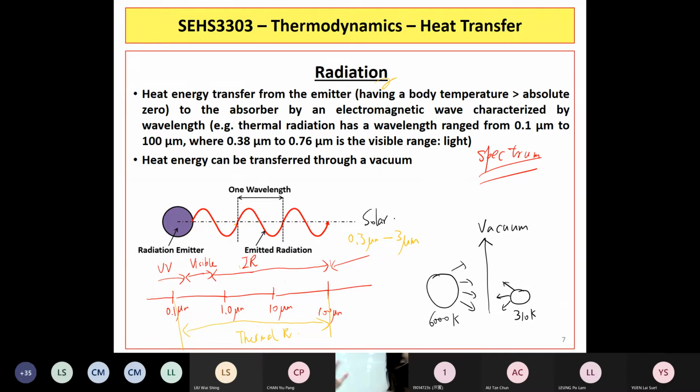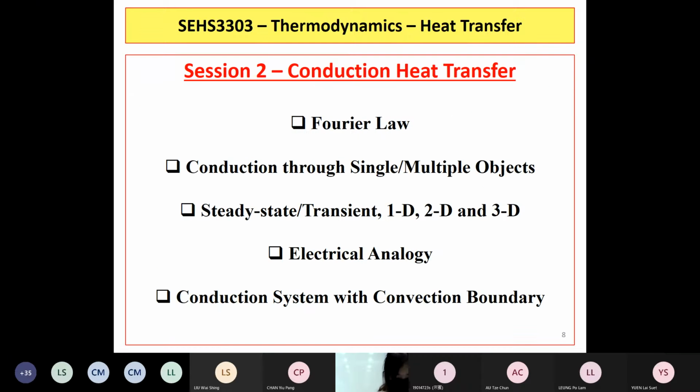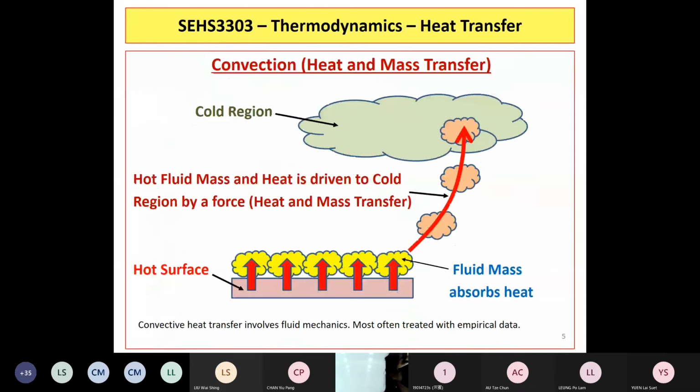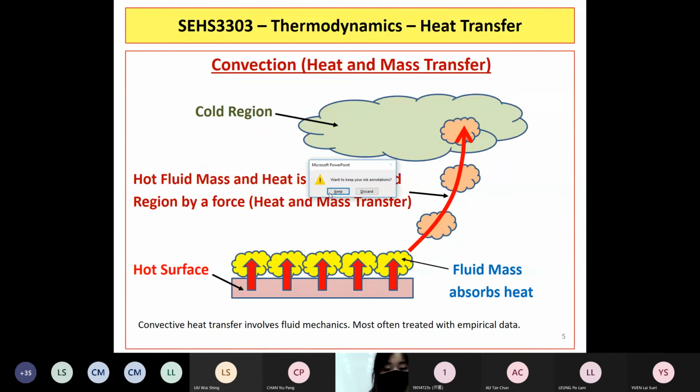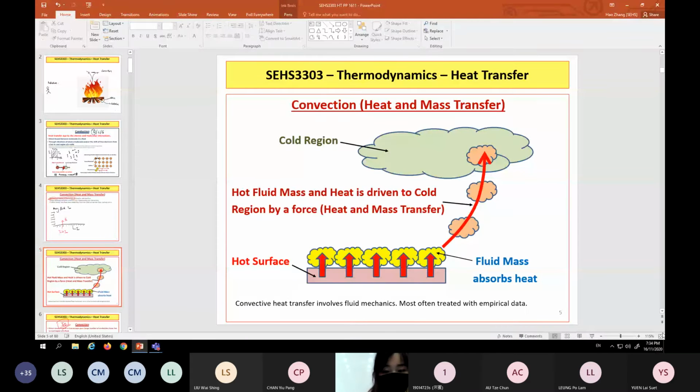each object is an absorber, is an emitter, right? So it is not easy to solve the radiation. Okay. Up to now, for the three mechanisms, conduction, convection, and radiation, any problems? For the mechanisms of radiation, convection, conduction. If no, I will continue.